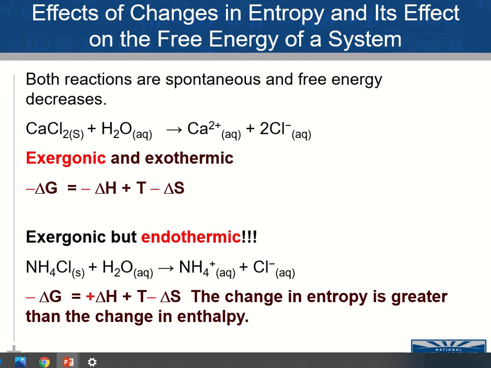Okay, so I want you to look back at the videos of the dissolving calcium chloride versus the ammonium chloride in my playlist to help you with this and how this works. So again, we note that this is the equation. This is exergonic and exothermic. And the other one, however, the ammonium chloride dissolving, is exergonic but endothermic. The change in entropy, the disorder, is greater than the change in enthalpy, and this is how this can happen spontaneously, even though it's an endothermic reaction.